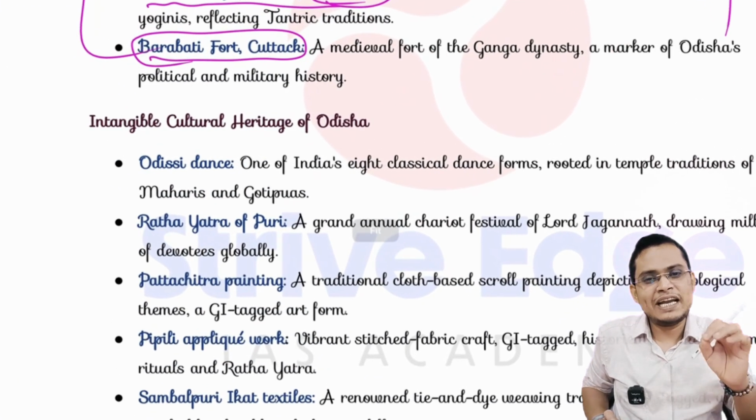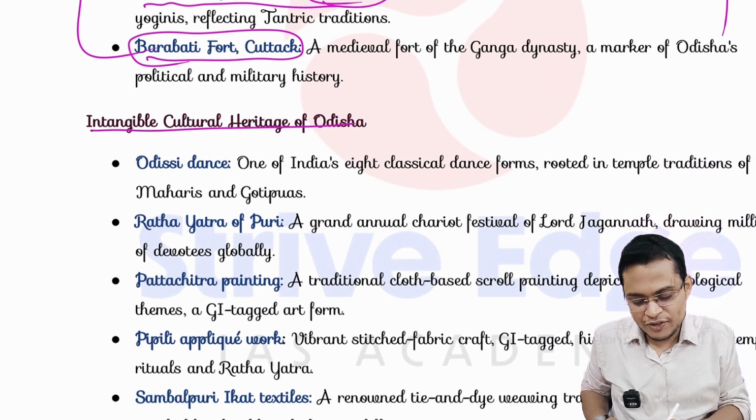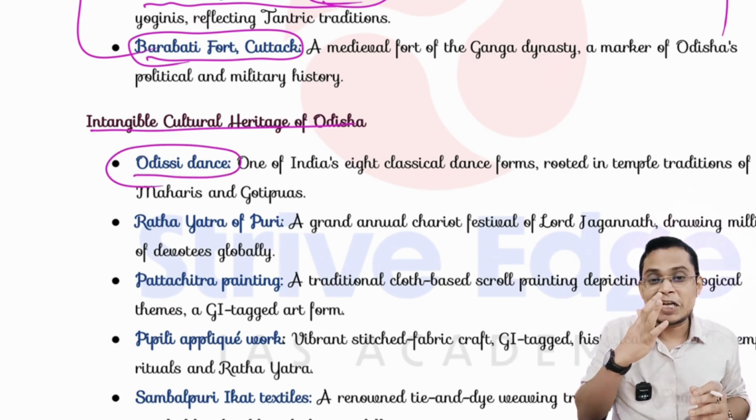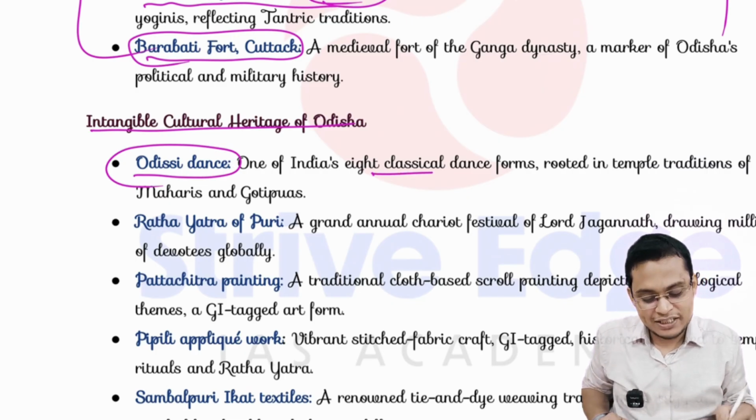So next we are going to see intangible cultural heritage. The first one is the famous Odissi dance. It is one of the classical dances. Tell me in the comment box how many classical dances there are. There are 8 classical dances, and Odissi is one of them.